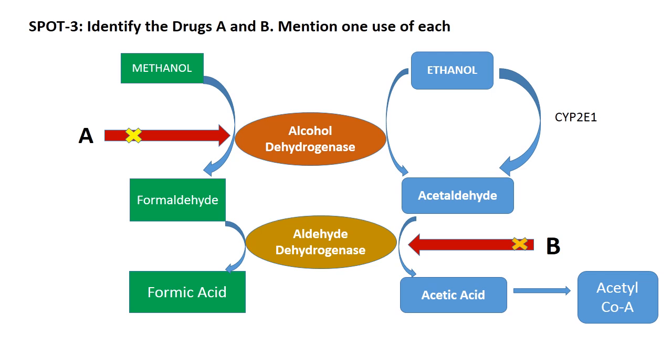Spot 3 is identify drug A and B in the pictorial slide. Drug A appears to inhibit alcohol dehydrogenase and drug B appears to inhibit aldehyde dehydrogenase. If you see, alcohol dehydrogenase appears to be important for methanol metabolism and treatment, whereas aldehyde dehydrogenase appears to be important for the management of ethanol toxicity or chronic use.